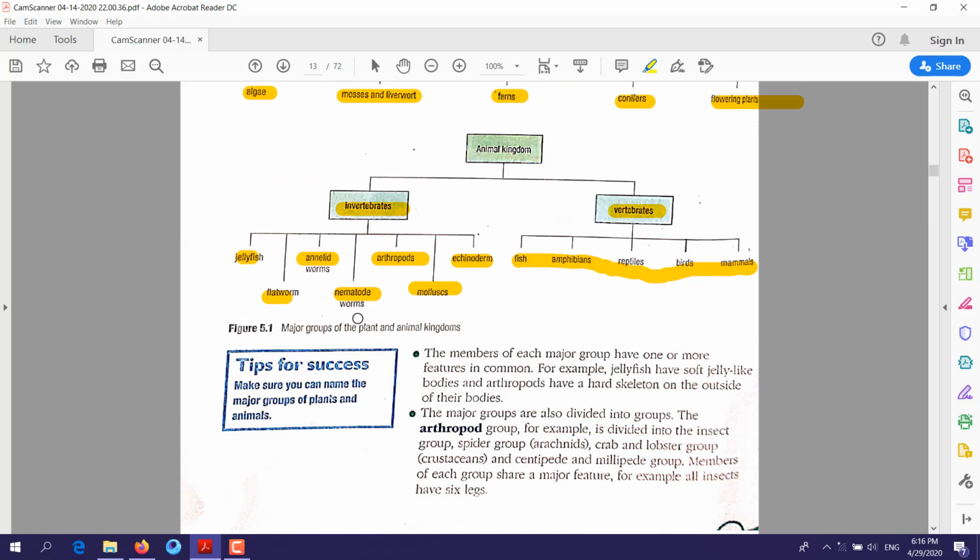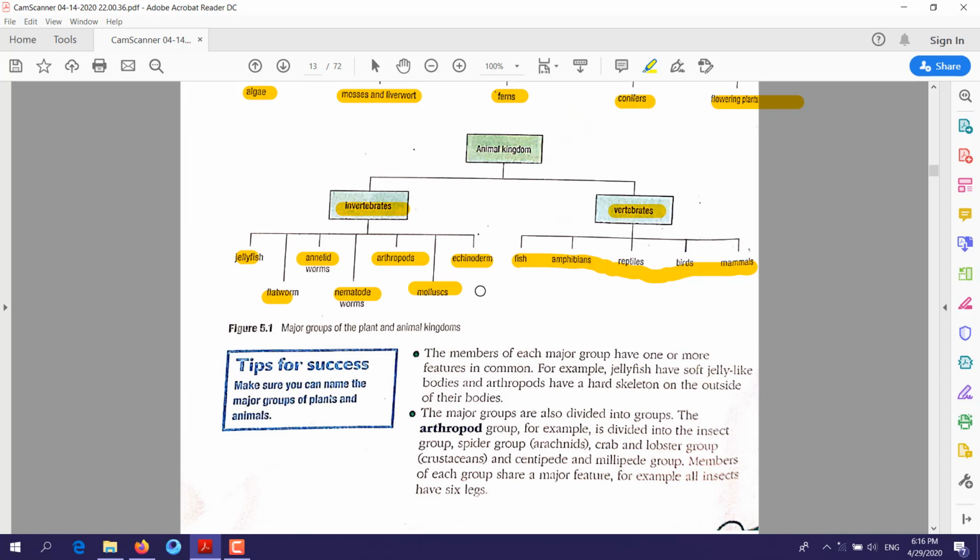Then, the name of each group has a meaning. For example, let's take invertebrates. We said animals without a backbone. Now, jellyfish: they call them jellyfish because the body looks like a jelly. And flatworm, this group contains worms whose shape is flat, and so on.